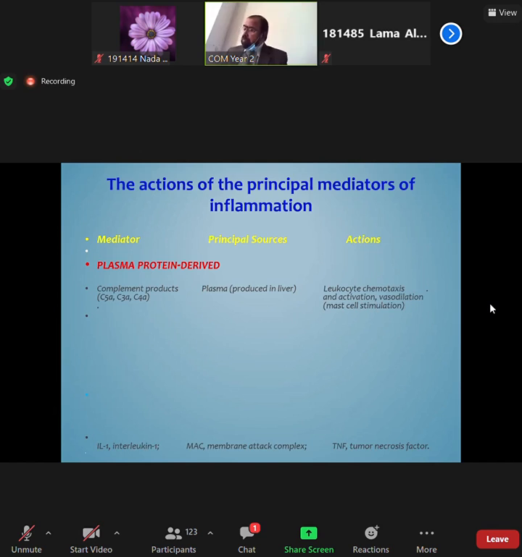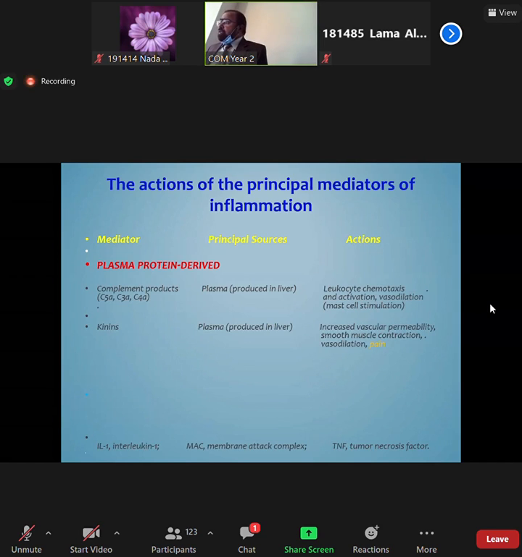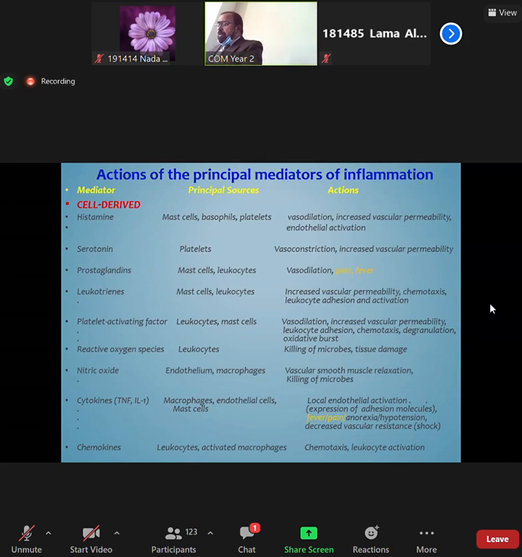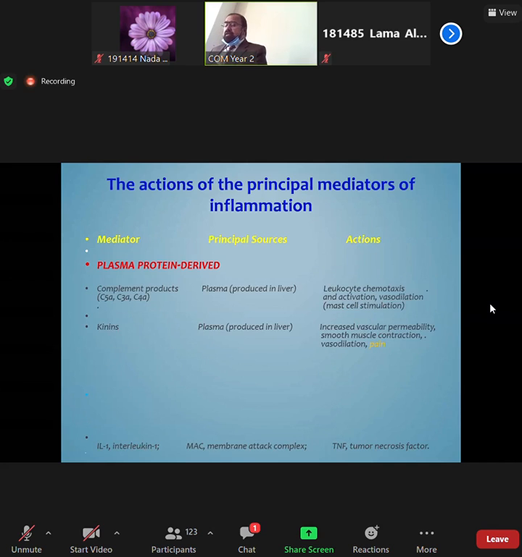Then we have kinins. They are also from plasma, produced in the liver, and they cause increased vascular permeability, smooth muscle contraction, vasodilation, and pain. So this is the third cause of pain, bradykinin by kinins. If you go back, the first pain is by prostaglandin, the second by cytokines, and the third one is this kinin.